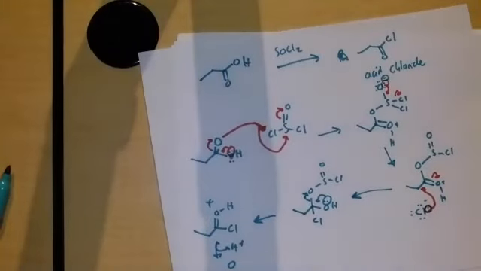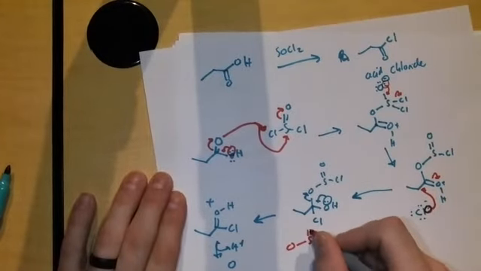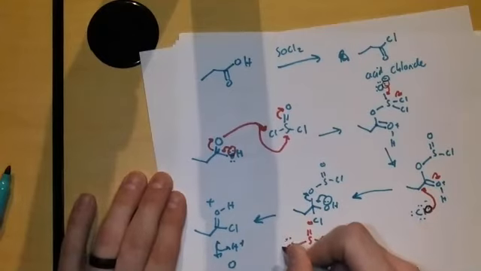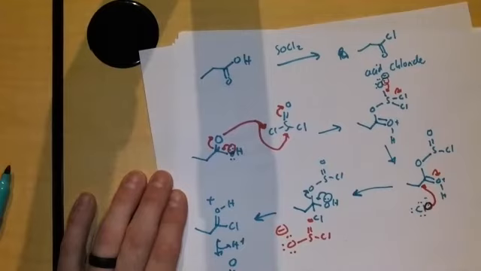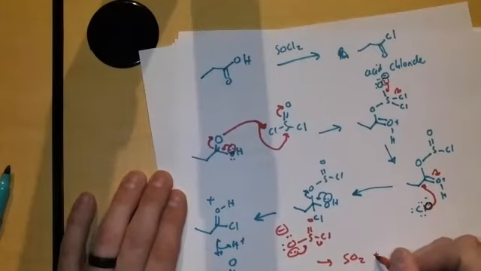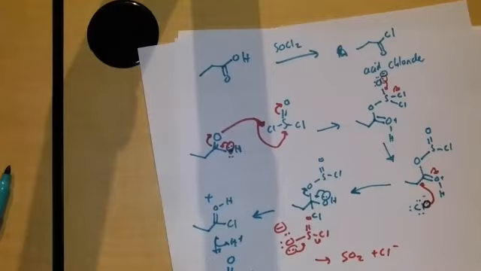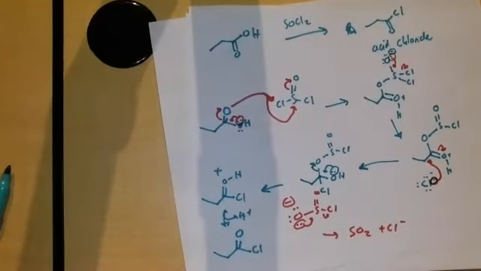Someone asked, what should we show pulling off the proton? Technically, you're going to have this in solution, which is then going to give you SO2 plus Cl minus. So you could show a Cl minus pulling it off if you wanted to, but you also can just put an arrow with that H plus.